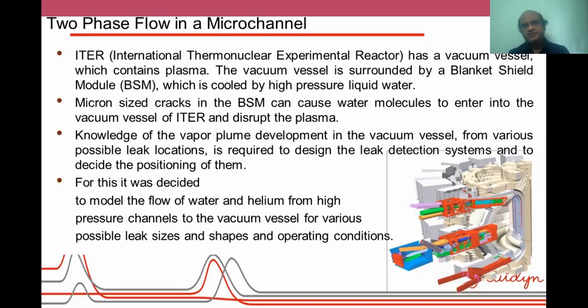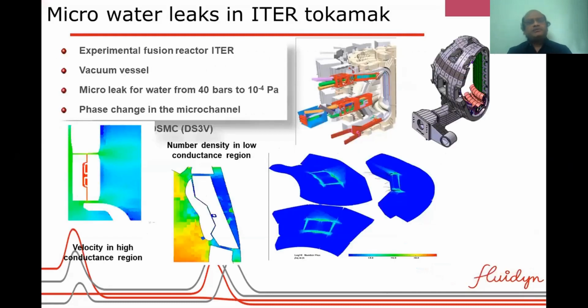So we participated in this, and we have done this project. The part of this involved the vapor plume development in the vacuum vessel due to the leak of high pressure water and high temperature steam into this. So you can see small pictures of this. The minimum pressure goes to 10⁻⁴ Pascal.